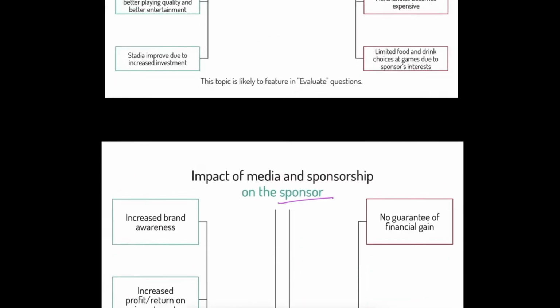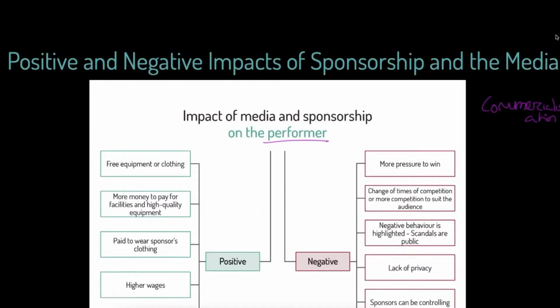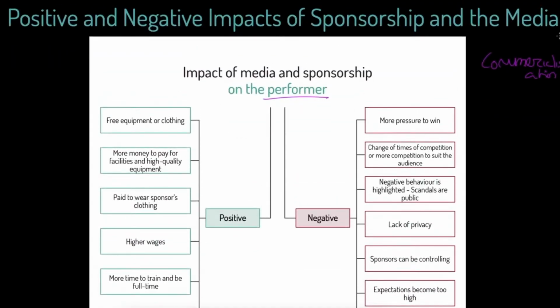Now, what we find with students in these areas is that they tend to be quite good when they look at the impact of media and sponsorship on the performer side, but they forget about the impact on the sponsor. Well, what if you get asked that version? Or what if you're asked a 9 marker on the performer and the sponsor? You've got to be able to break it down that way. So anyway, let's look at them in turn.